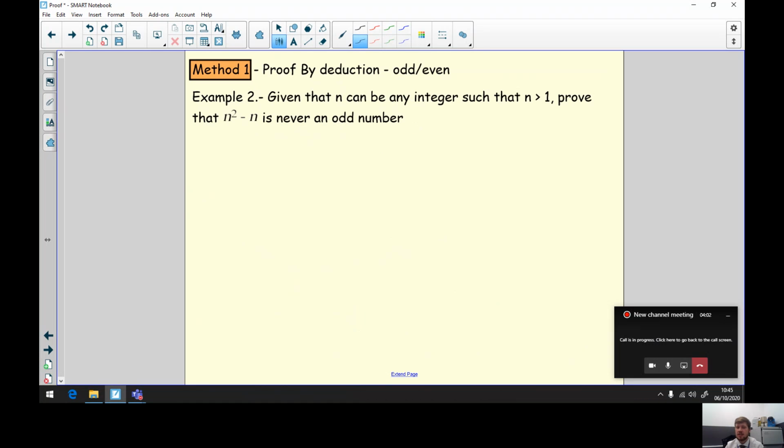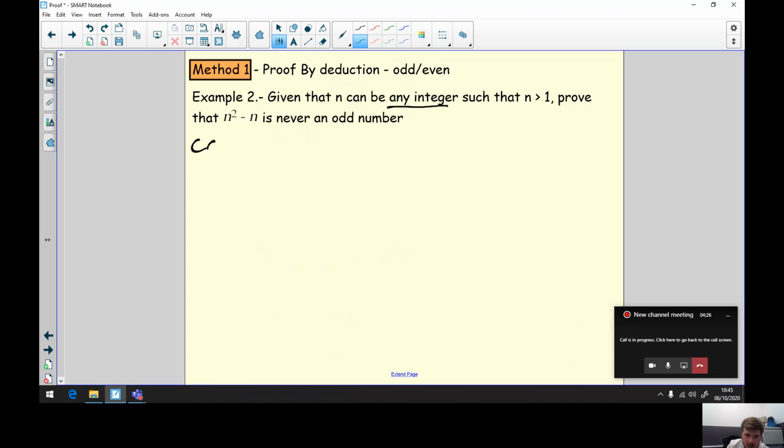The next thing we're going to look at is still a deduction, but it's given cases. Given that n can be any integer such that n is greater than 1, prove that n squared minus n is never an odd number. The issue here is it's telling me it can be any integer, so I need to categorize my integers now. Integers can only be odd numbers or even numbers.